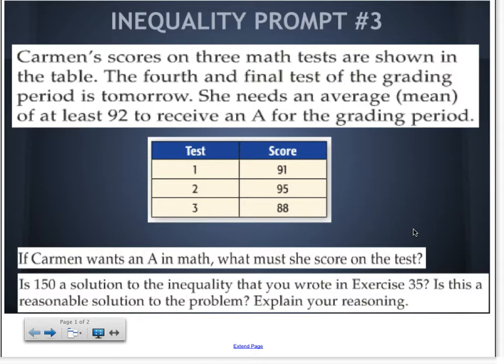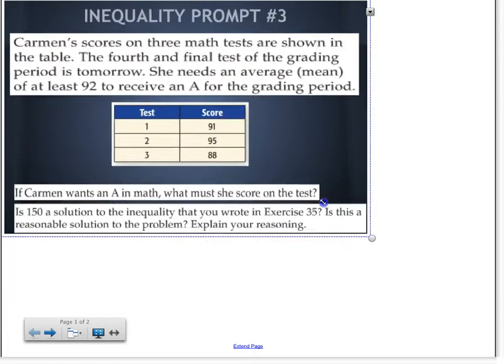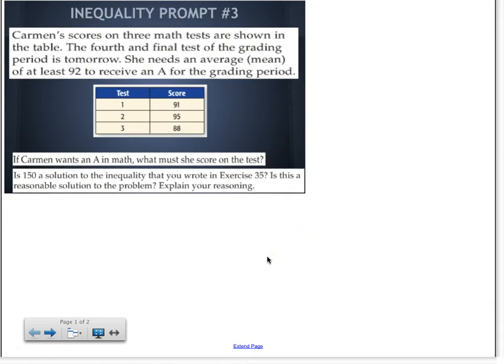In this case, how many tests does she have? 3. And she'll be taking another test, right? So how many tests total? 4. So you know that if you want to find the average of all 4 tests, you would do what? Add them up. Very good. Okay. So based on that information now, let's work out our problem.